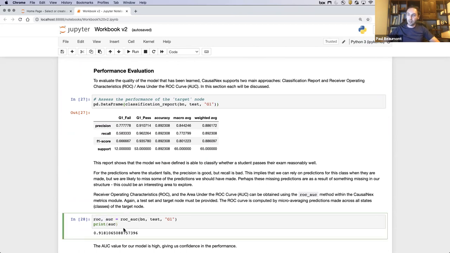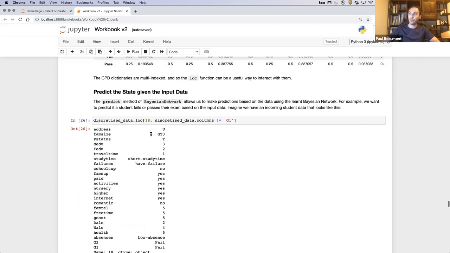For ROC AUC, this is the receiver operating curve area under the curve. Technically it's a scale between 0 and 1, but it's really between 0.5 and 1, because if you're less than 0.5, you're predicting worse than the flip of a coin. So here, to get a 0.92 as your performance, that's very close to 1. This is very good, right? So basically our model is performing pretty well.